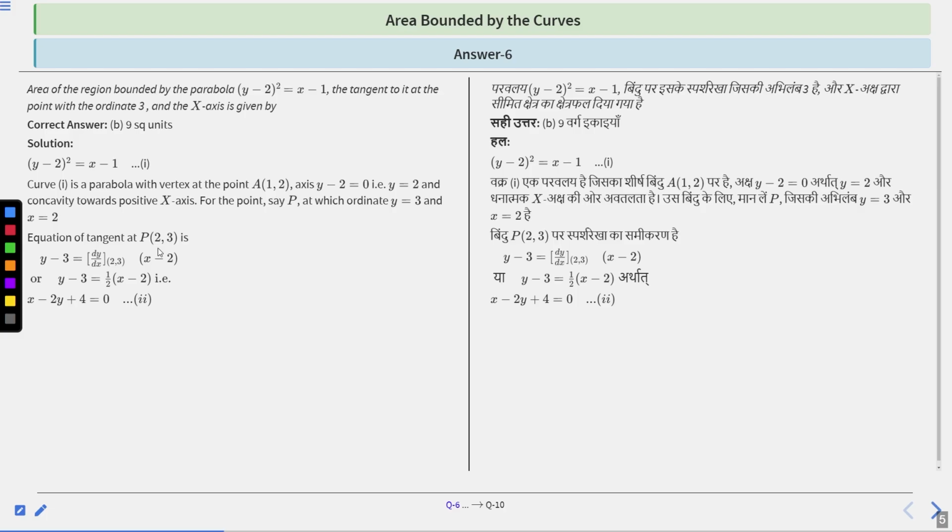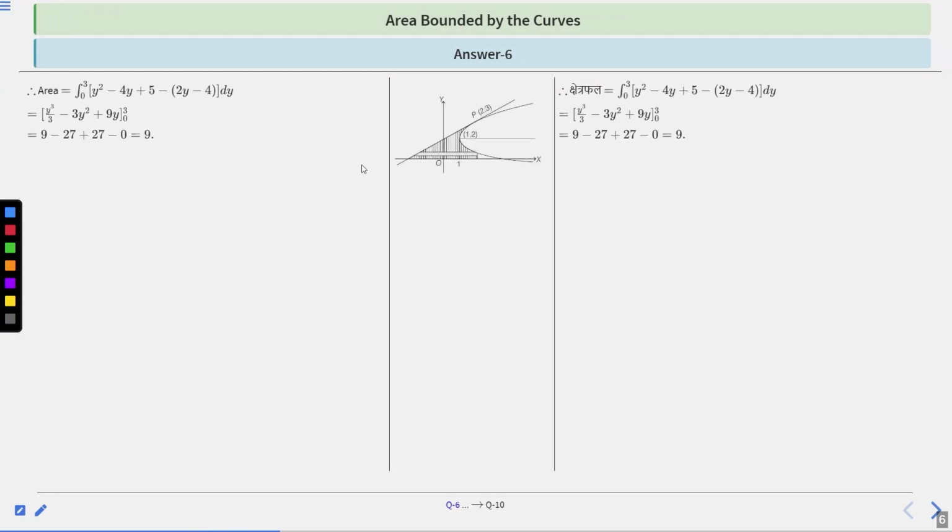The equation of tangent at P (2, 3) is y minus 3 equal to dy by dx at (2, 3) times (x minus 2). We can calculate dy by dx at (2, 3) by using this equation, which will be 1 by 2. So y minus 3 is equal to 1 by 2 (x minus 2). That is, the equation of tangent is x minus 2y plus 4 equal to 0, right? So this is the equation of curve, the x-axis, the tangent, and the point with ordinate 3.